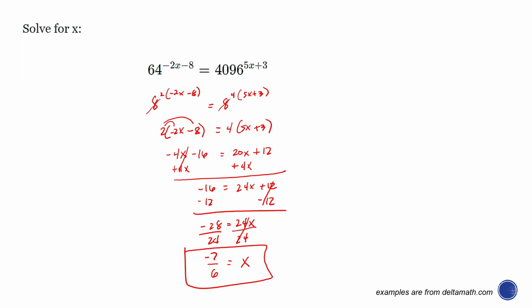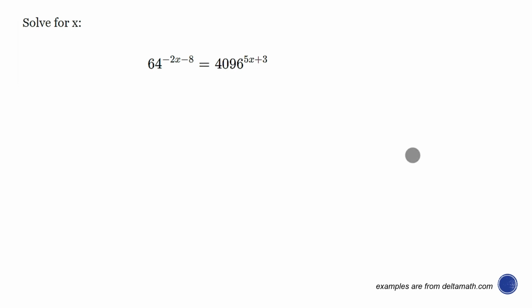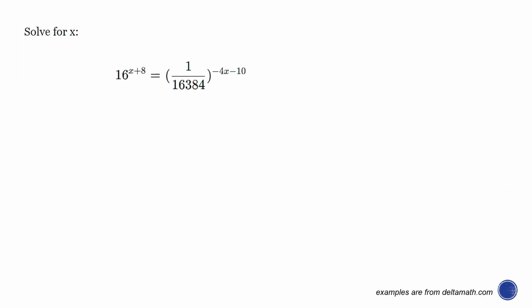All right, let's have another example. Okay, so here we have 16 raised to x plus 8 equals 1 over 16,384 raised to negative 4x minus 10. And again, the first objective here is to find that common base. How are we going to express 16 as a base of a number?